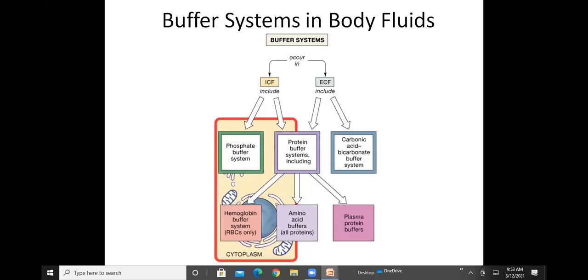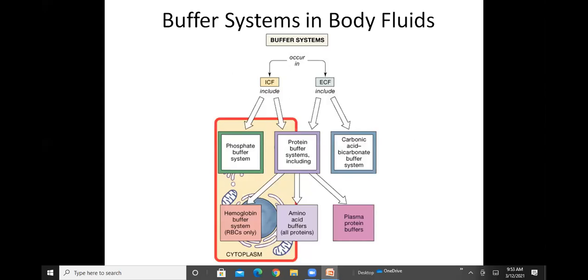So the protein buffer is composed of three main components. Hemoglobin, which is made up of the globin protein, is also able to serve as a buffer. The amino acids in all proteins are also able to serve as buffers because their carboxylic and amino terminal ends have buffering capacity. So there are also some plasma proteins too, because you know they're also composed of amino acids.